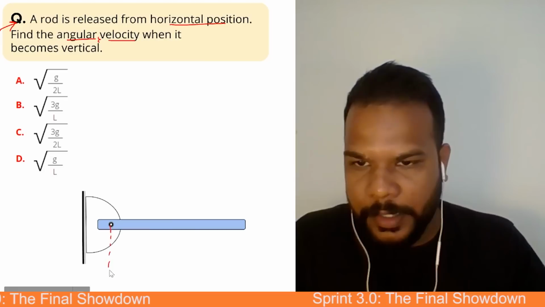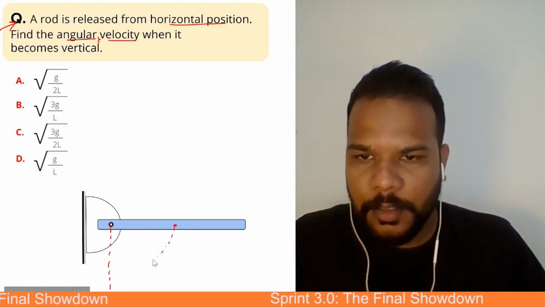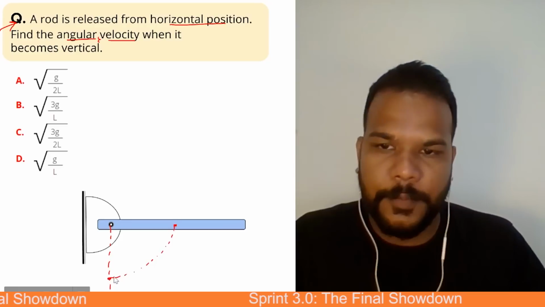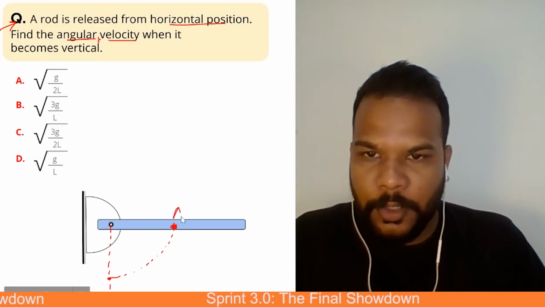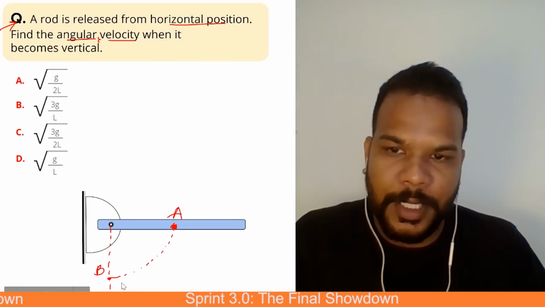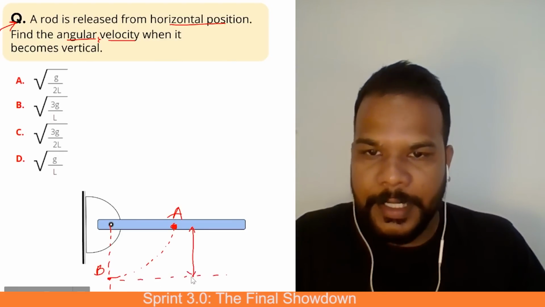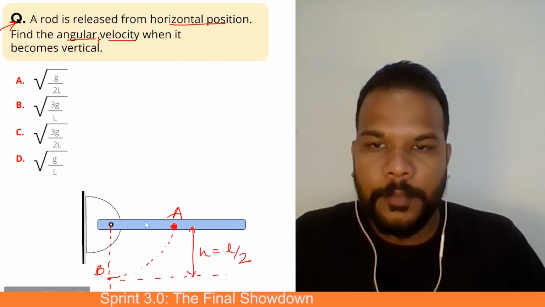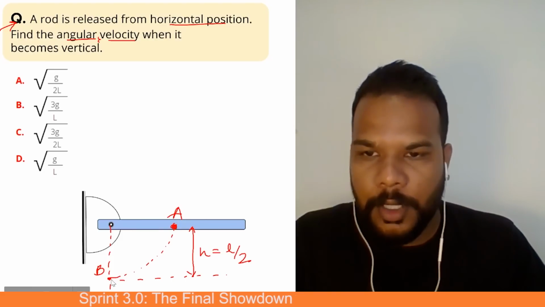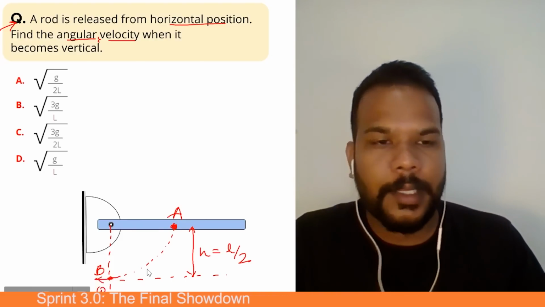So when the rod reaches here, its center, where the center of mass is acting, will reach here. If I call this position A and this position B, this is the height at which it was initially, which is L by 2. Initially it was at a height of L by 2 and now it has come here, and when it reaches here it has gained some angular velocity omega.